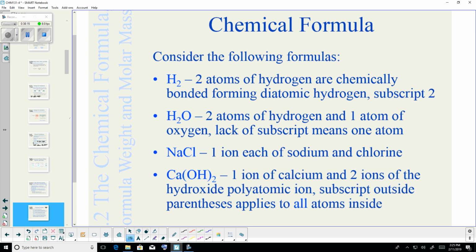Sodium chloride, NaCl, tells you have 1 ion each of sodium and chlorine. Calcium hydroxide, you have 1 ion of calcium and 2 ions of the OH polyatomic ion. So if we want to calculate the molar mass for calcium hydroxide, it would be 1 calcium, 2 oxygen, 2 hydrogen. The 2 outside the parenthesis multiplies everything on the inside.